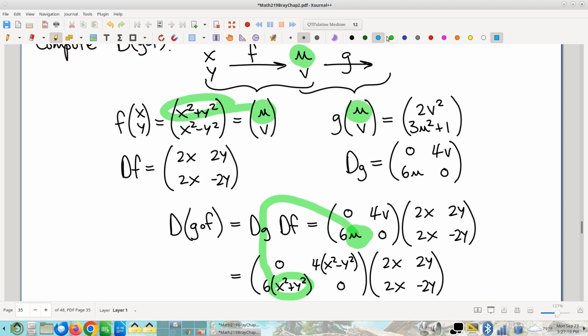And then likewise, what am I going to do about this v right there? Well, okay, v is the second input to g, which means it's the second output from f, which means it's x squared minus y squared, like so.